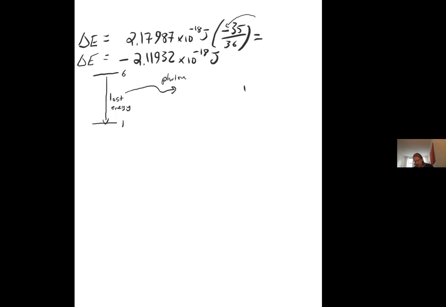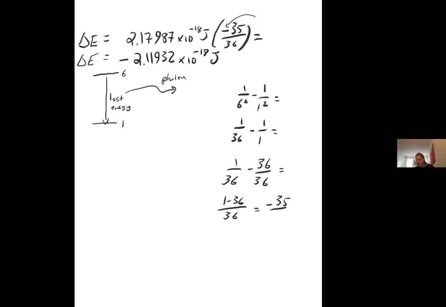So what I had was 1 over 6 squared minus 1 over 1 squared, right? So that's equal to 1 over 36 minus 1 over 1, right? 1 squared is 1. But if you want to have it in 36s, you can write 1 over 1 as 36 over 36, so that way the denominators are the same. So now this is just 1 minus 36 over 36. So that's minus 35 over 36. So that's where that came from.